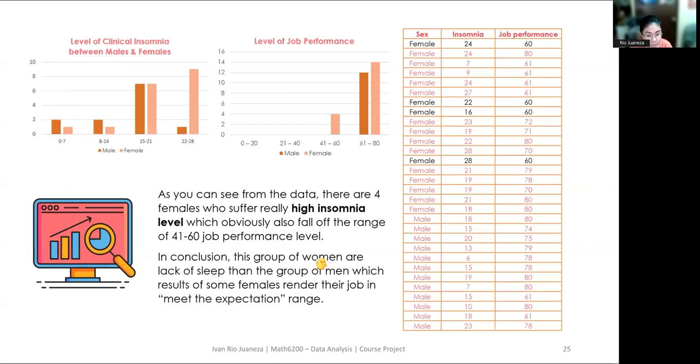So for the summary, as you can see from the data, there are 4 females who suffer really high insomnia levels. As you can see, they are highlighted in black. The 4 females obviously also fall in the range of 41 to 60. Here it is for the job performance level. In conclusion, this group of women lack sleep compared to the group of men, which results in some females rendering their job in the below-expectation range.